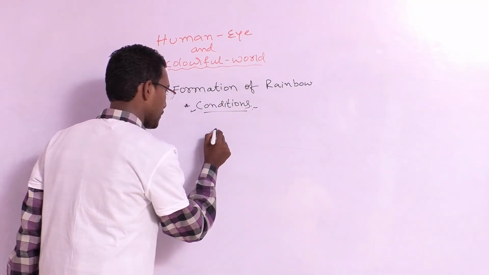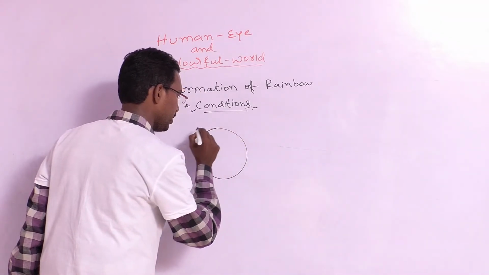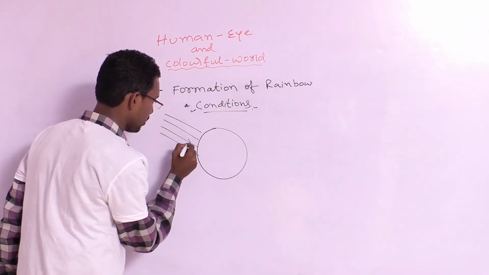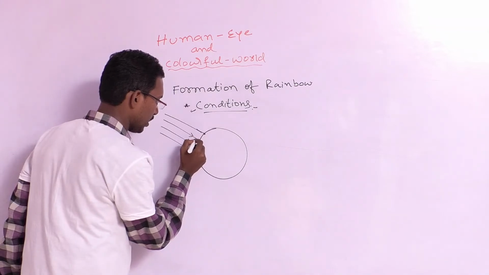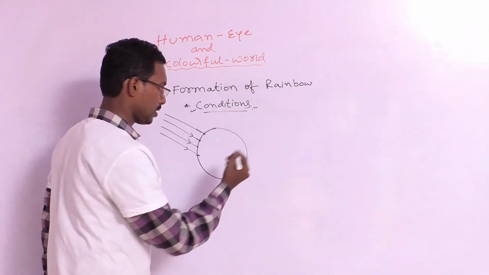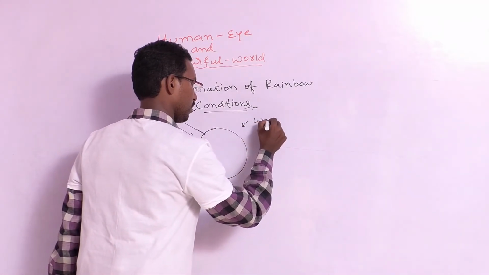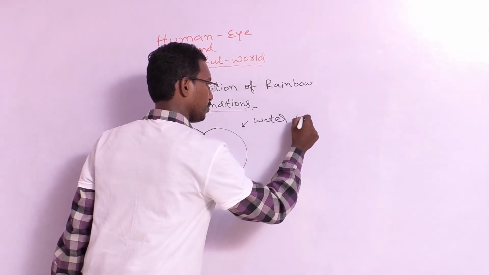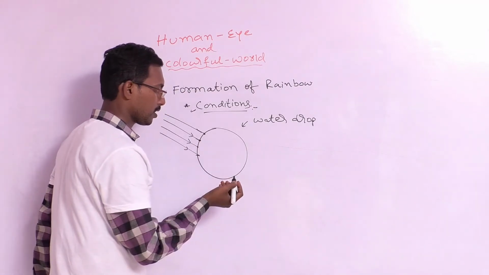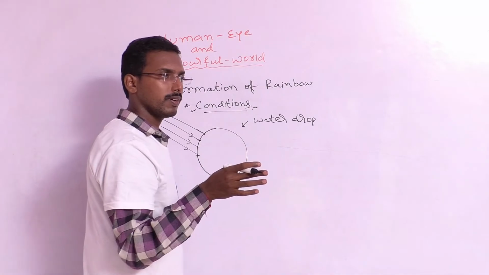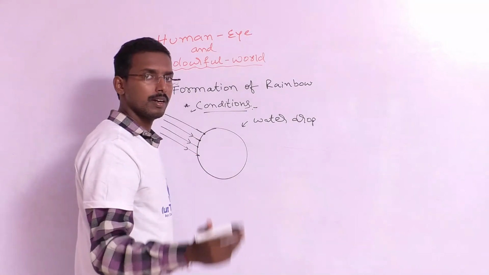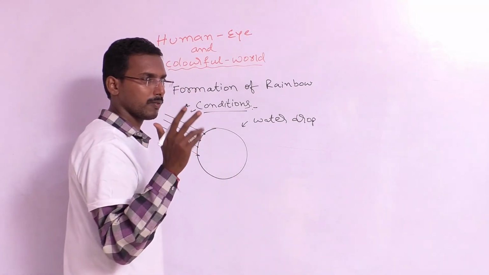And the diagram for the formation of rainbow is this: a water droplet which is subjected to a beam of sunlight. Whenever the white sunlight enters the water drop, dispersion will occur, right? I already told you about dispersion. It is not possible to discuss all the colors in one diagram, so we will deal with the extreme colors. Extreme colors are nothing but violet and red.